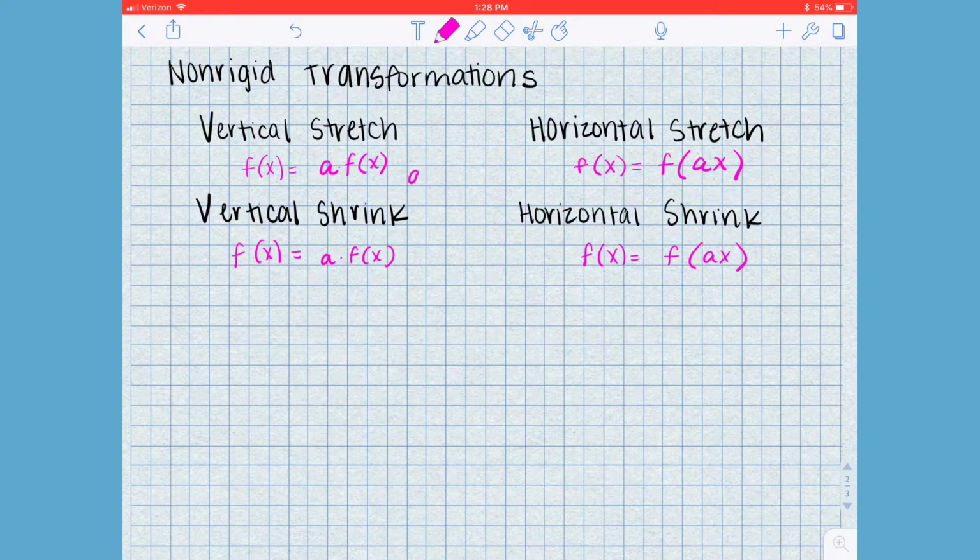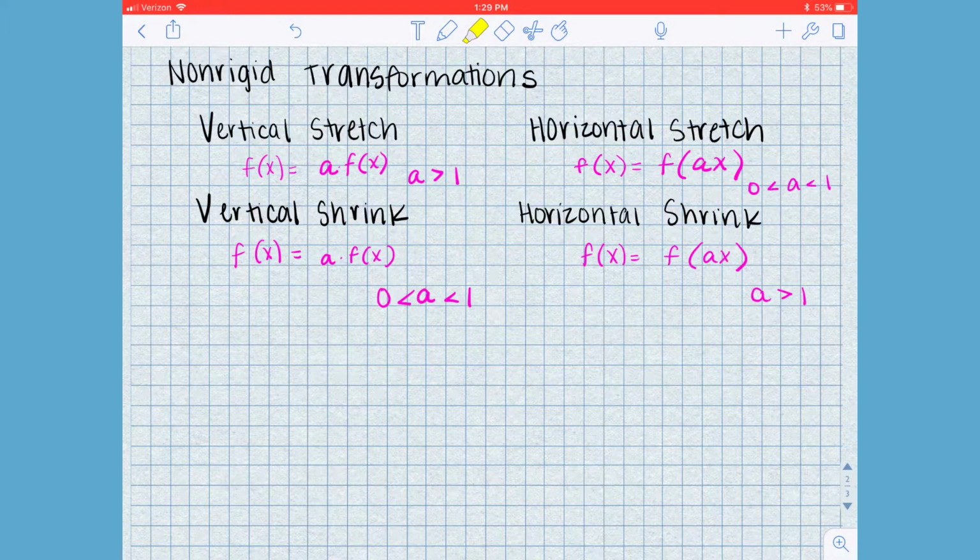If my value of A is greater than 1, I have performed a vertical stretch, as long as A is being multiplied to the outside of the parent function. But if the value of A is a fractional value between 0 and 1, then I have a vertical shrink. However, it is the opposite for horizontal. For a horizontal stretch, the value of A must be between 0 and 1, and for a horizontal shrink, the value of A must be greater than 1.